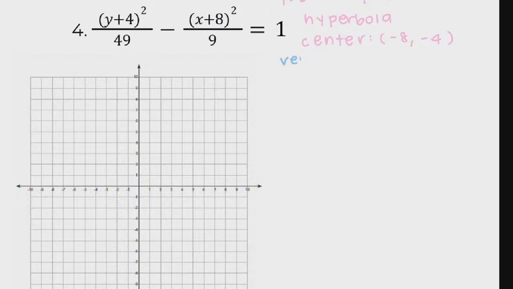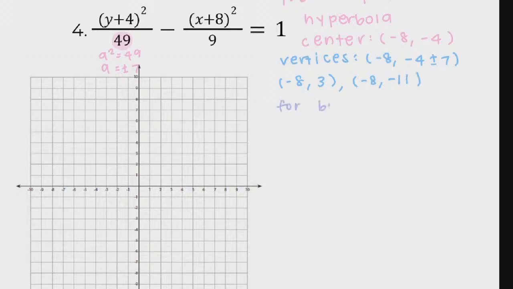Okay, then for the vertices, we're going to look at a squared, so that's going to be this first number, or square root of that number. So a squared is 49, so a is going to be plus or minus 7. And since this is under y, we're going to be changing the y coordinates of the center. So that's going to be negative 8, negative 4, plus or minus 7. Then we have to figure out what that is. So the x is going to stay the same at negative 8. The y coordinate is going to be negative 4 plus 7, which is 3, and negative 4 minus 7, which is negative 11.